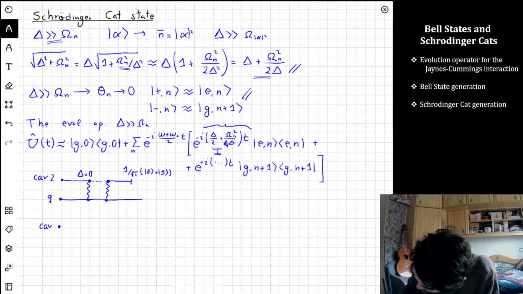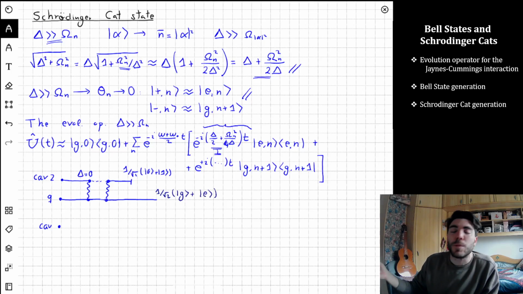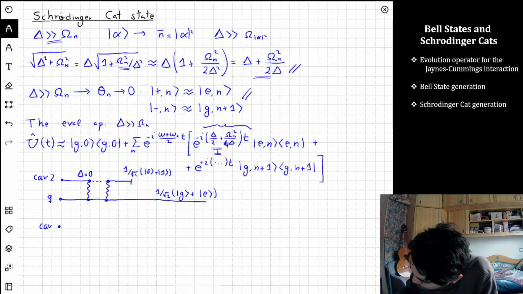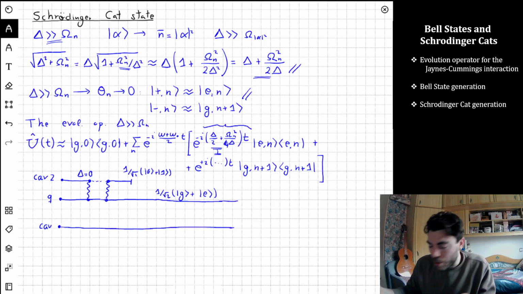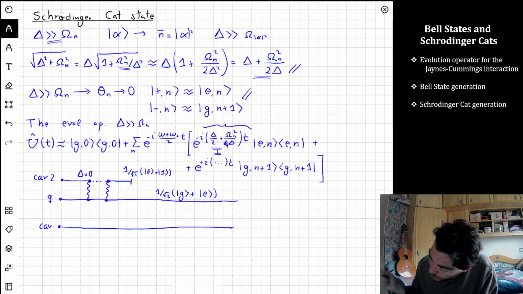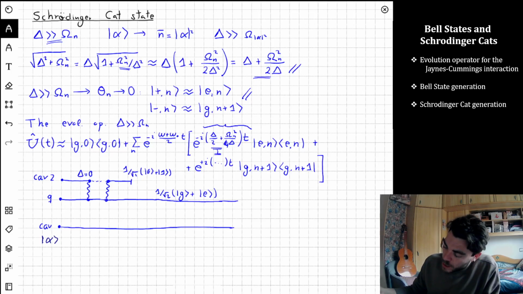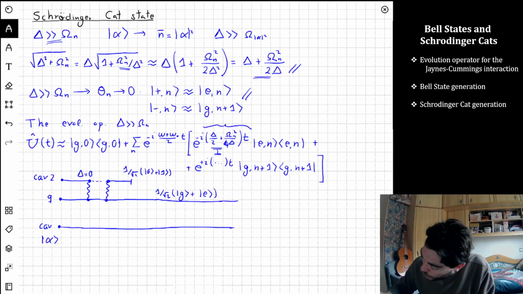And we use this state here, but the state of the qubit here is clearly 1 over square root 2 ground state plus excited state, up to a phase factor that depends on the time of the interaction. So I'm just going to assume this is the state, which is true, and then the cavity, importantly, is going to be in a coherent state, which we need.